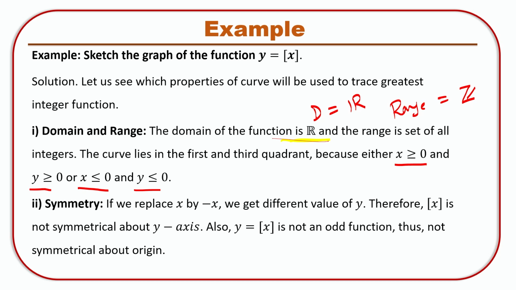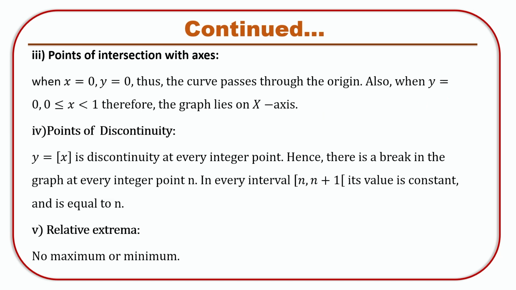Symmetry. For symmetry about the y axis, if I put x by minus x, we get a different value, therefore the greatest integer function is not symmetrical about the y axis. Also, y equal to greatest integer x is not an odd function, thus not symmetrical about the origin. Points of intersection with the axes: if I put x equal to 0, we get y equal to 0, so the origin is one intersection point and the curve passes through the origin. Also, when y equal to 0, x lies between 0 and 1, so the graph lies on the x axis. So, that is the third property that we have done.